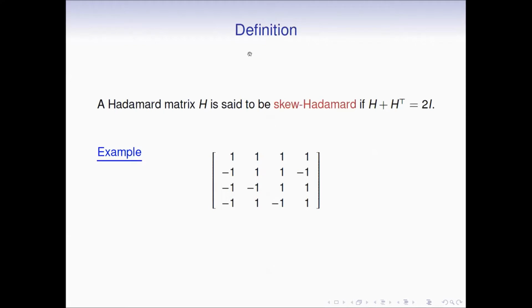So let's start with the definition of Skew-Hadamard matrix. We call a Hadamard matrix H Skew-Hadamard if H plus H transpose is equal to two identity. Here is an example. The entries on the diagonal are always 1. And if you take an entry here, for example, this one, the opposite one here is negated. This is 1, and here is -1. So it is a kind of a skew matrix.